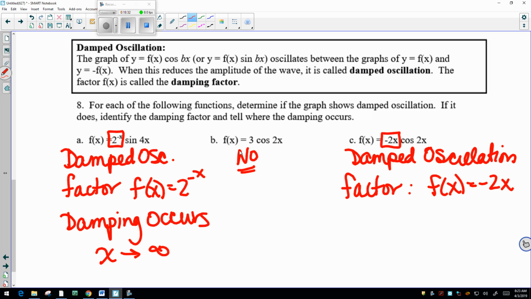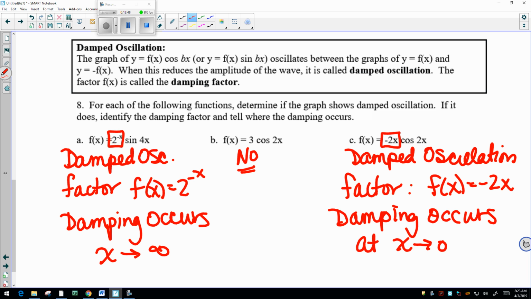And now this time, the damping occurs as x is approaching 0. And it approaches this from both sides. So you want to think about that. So it's approaching 0 from both directions.